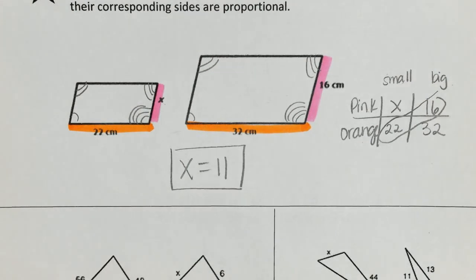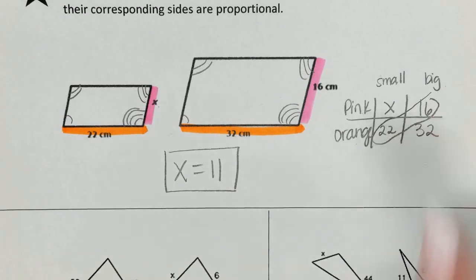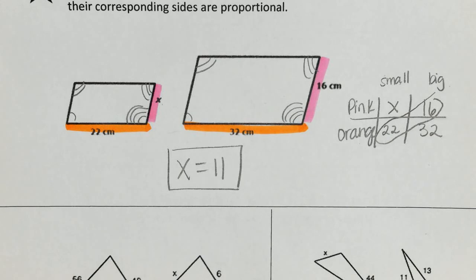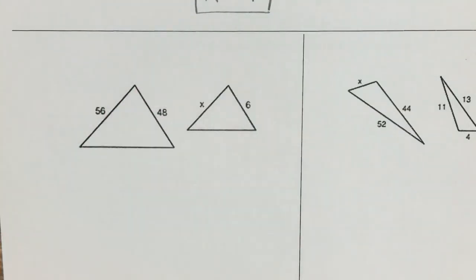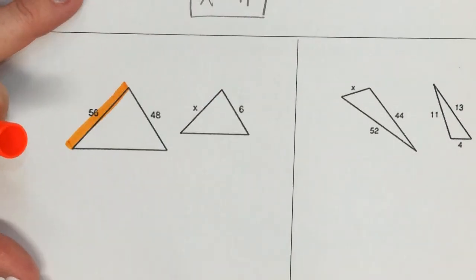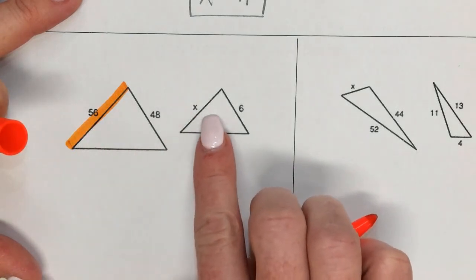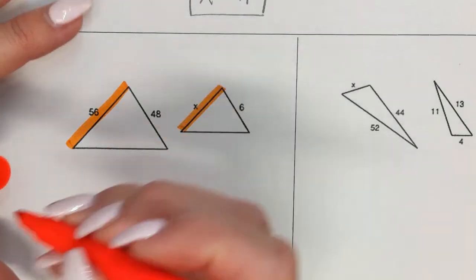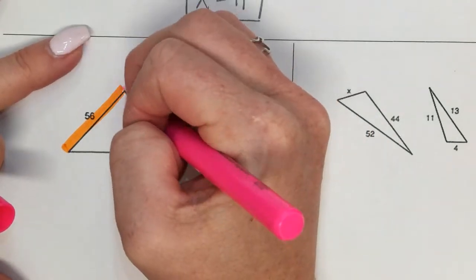So what did I do? I cross-multiplied 22 times 16 and then divided by the leftover number. We're going to do 2 more examples, so make sure you're catching up with me and you're doing what I'm doing. All right, look at this next 2 triangles. Pick a color and highlight the 56. What side corresponds with the 56 over here? X. Okay, pick another color and do the other side.